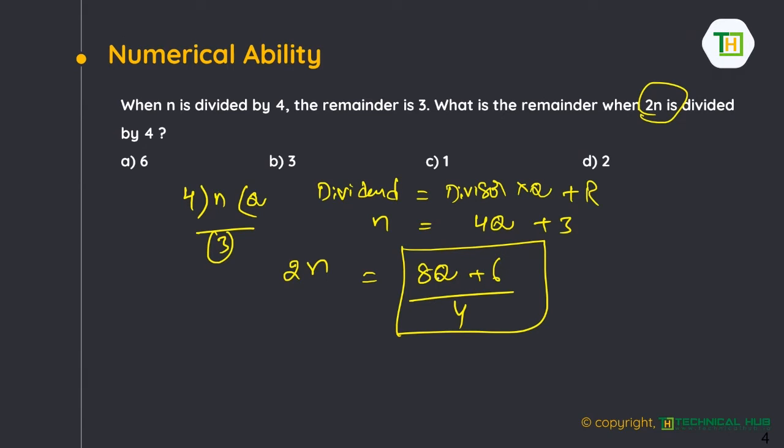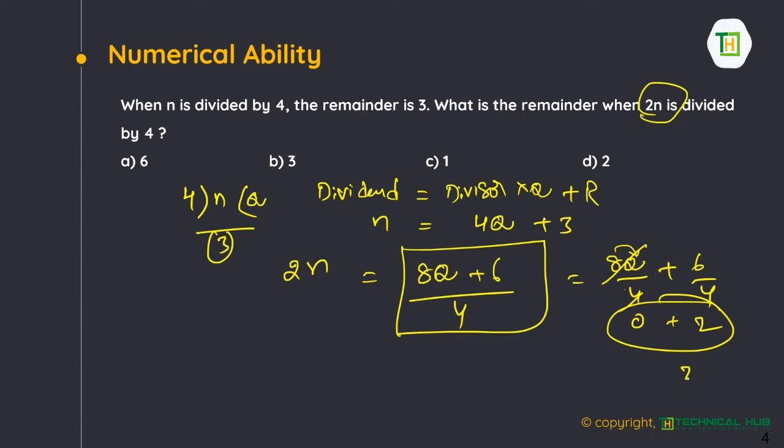If you observe carefully, you can write this number as 8q divided by 4 plus 6 by 4. 8q divided by 4, as this value is a multiple of 8, definitely the remainder is 0 at this position. 4 ones are 4, 4 twos are 8, right? And coming to 6 by 4, the remainder is 2. Therefore, the remainder is 2. Option D is the right answer.